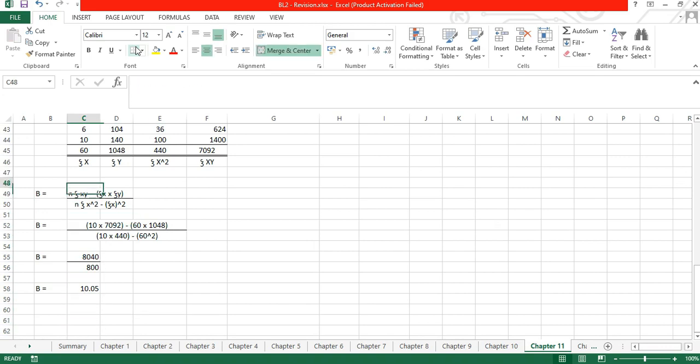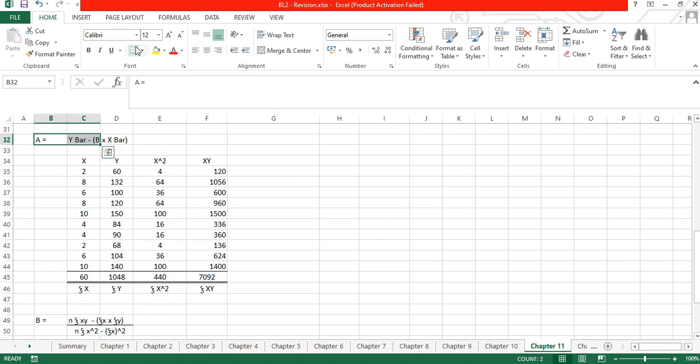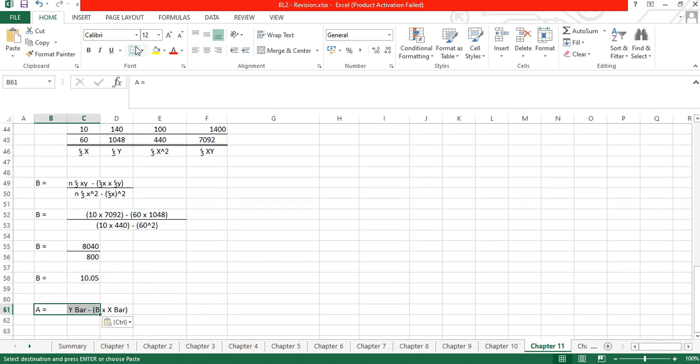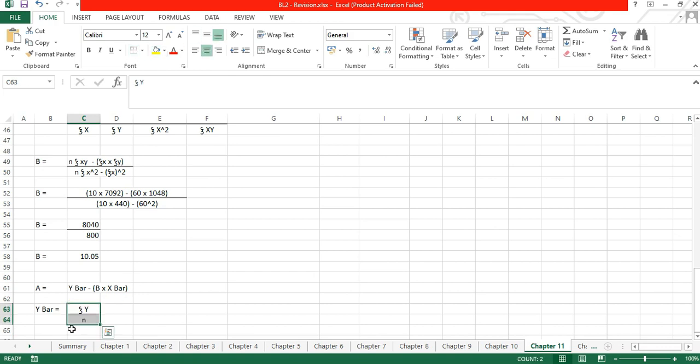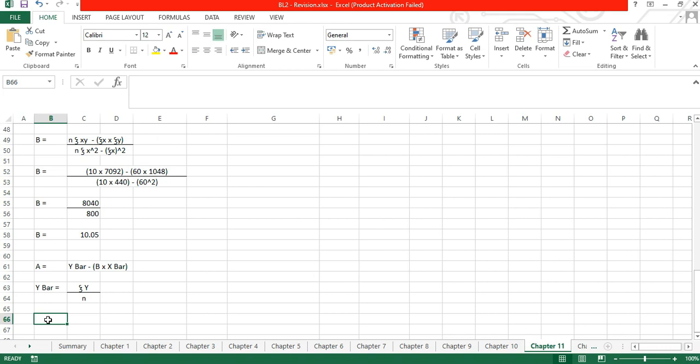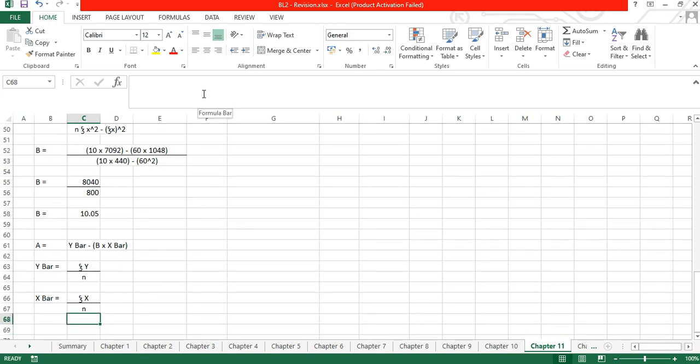Now let's find A. A is equal to y bar minus b into x bar. Now first we have to find what is y bar. Y bar is equal to sigma y divided by the total number of items. And x bar is equal to sigma x divided by the total number of items.